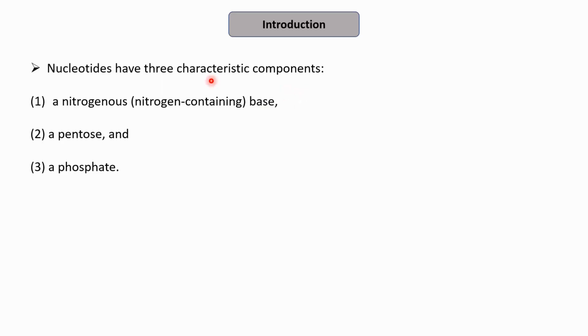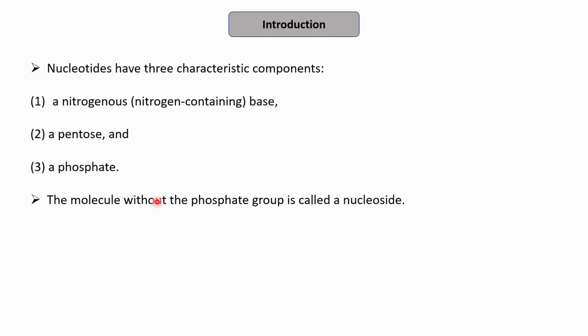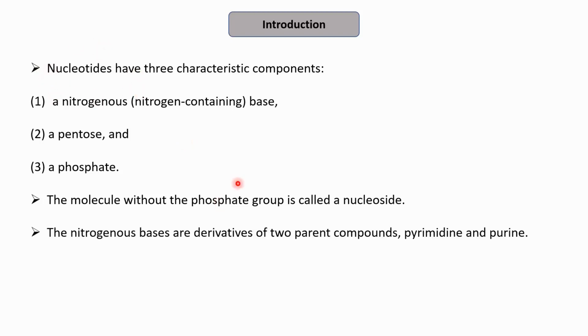The major components of the nucleotides are a nitrogenous base, that is a nitrogen containing base, a pentose sugar and a phosphate molecule. The molecule without the phosphate group is called a nucleoside. So if we only have a nitrogenous base and a pentose, it is called a nucleoside. But when a phosphate group is added to this nitrogenous base and pentose combination, then the complete unit is known as the nucleotide.